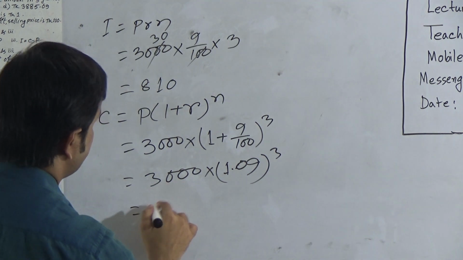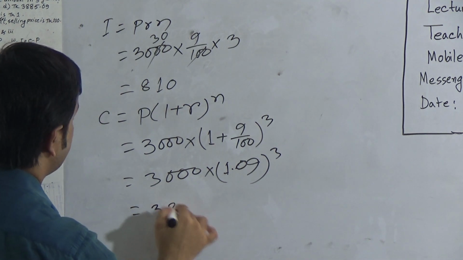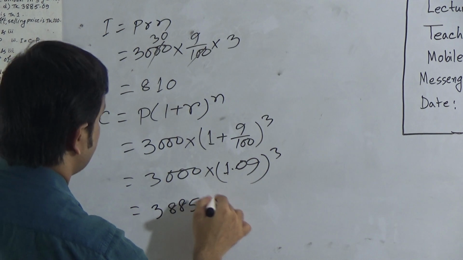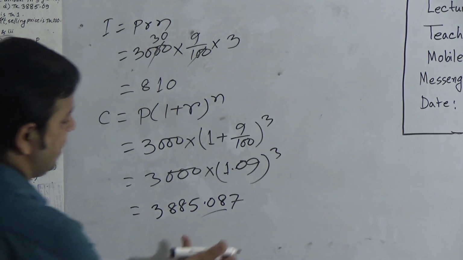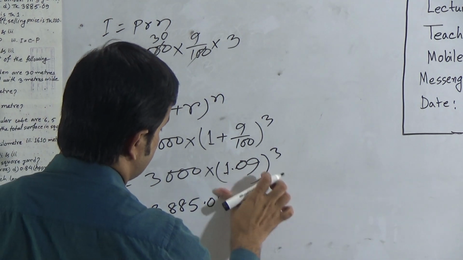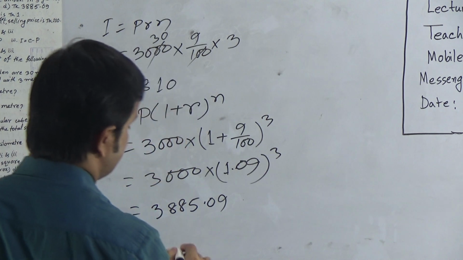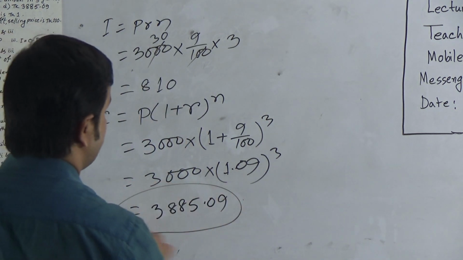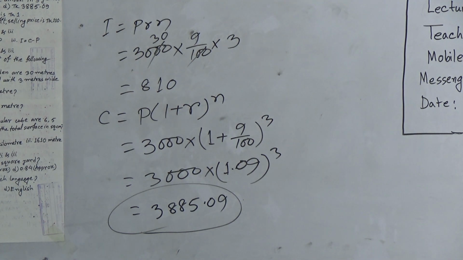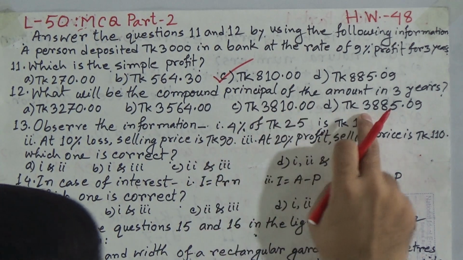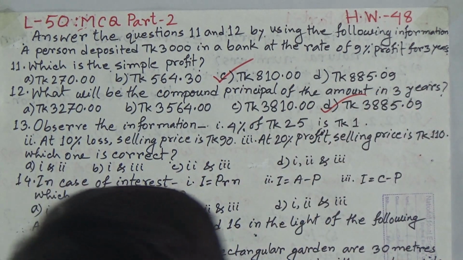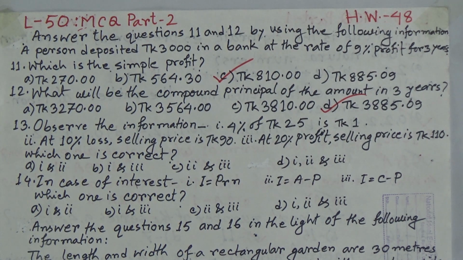If we calculate, we will get 3885.087. If we want to take 2 digits after the decimal, then the approximate value will be 09. Okay dear students, so our required answer for question 12 is 3885.09. So which option matches? No, not B, not C. Here the option matches with D. So our required answer for question 12 is D.